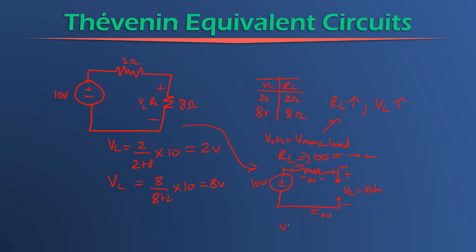Therefore, if I call this A and B, VTH, which is V from point A to point B, which can also be seen as VA minus VB, is going to give me 10 minus 0, which then gives me 10 volts. And we can see that that is the largest value of the values that we calculated.